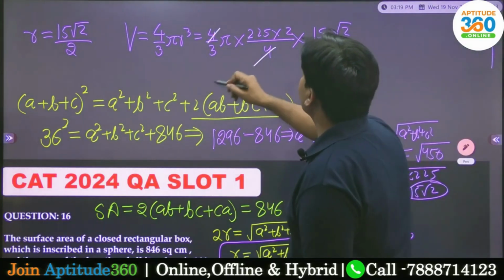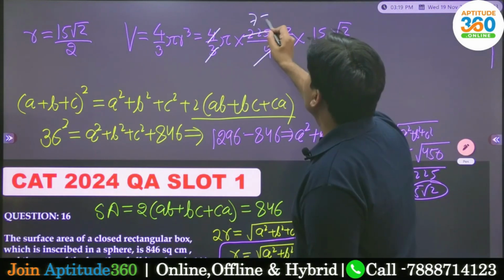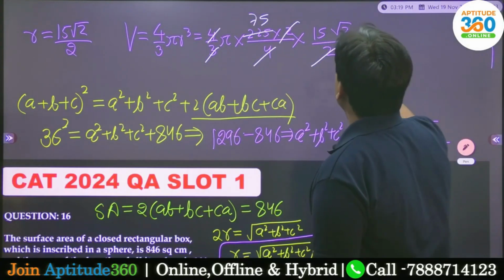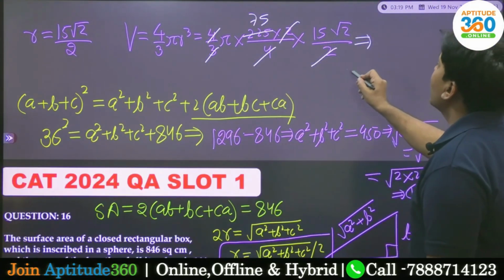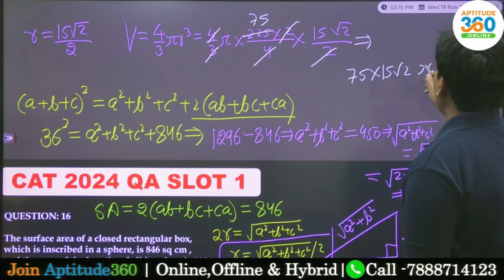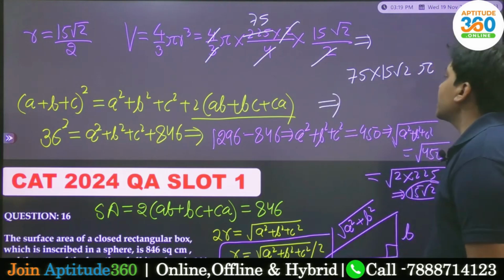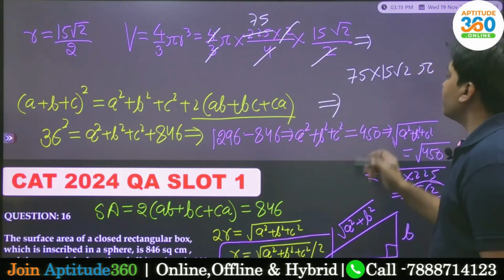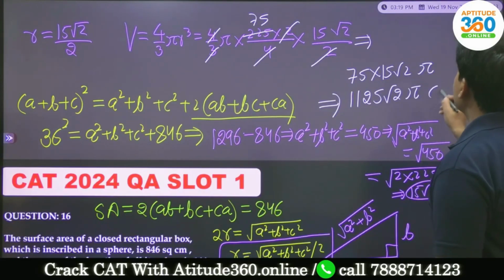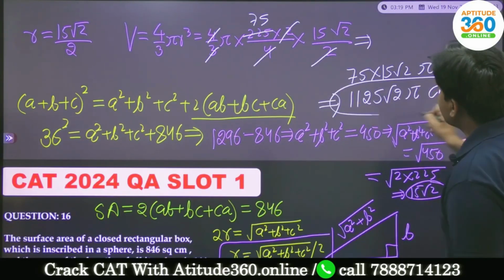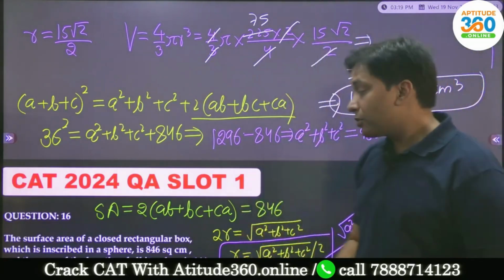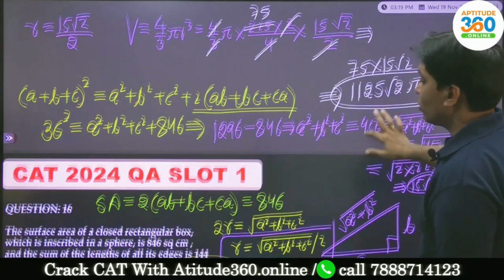4 and 4 are cancelled. So 75 times 3 is equal to 225. 2 and 2 are gone. So what are we having here? We are having 75 into 15 root 2 times pi. 750 plus 375, it is 1125 root 2 pi centimeter cube. That is the volume of the sphere that we are looking for. Isn't it a good problem to solve? It is a really good problem to solve.